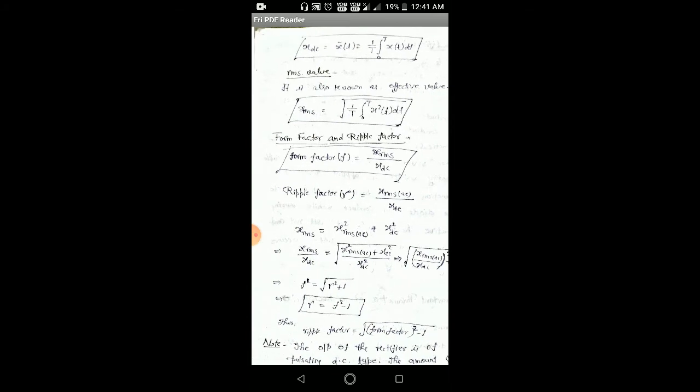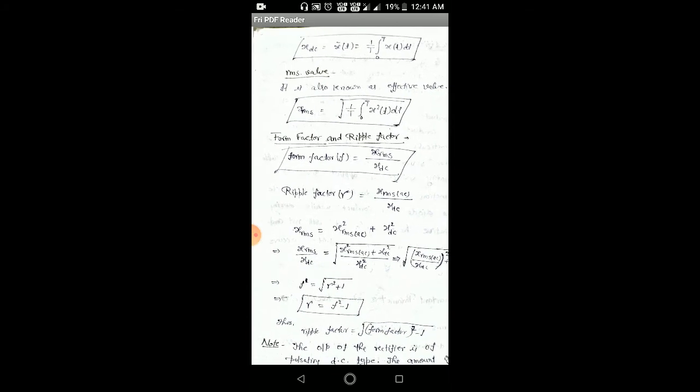Now the form factor and ripple factor. Form factor is calculated by the formula x RMS by x DC, that is the RMS value upon the DC value. And ripple factor is defined as x RMS AC upon x DC.